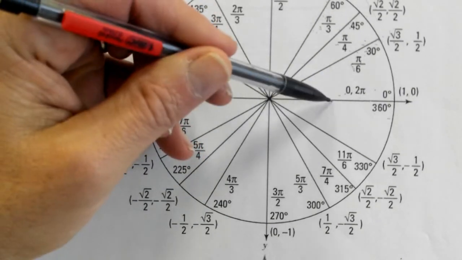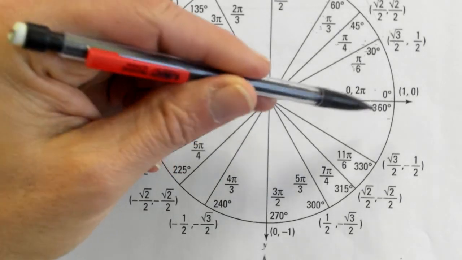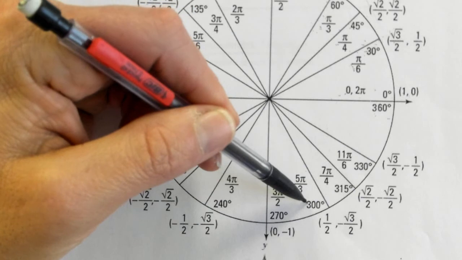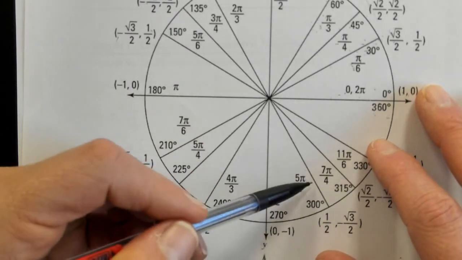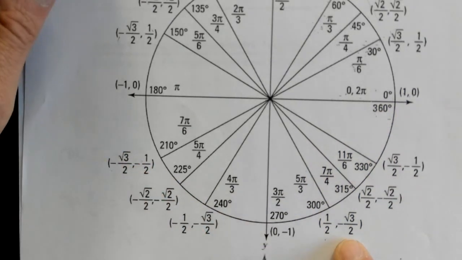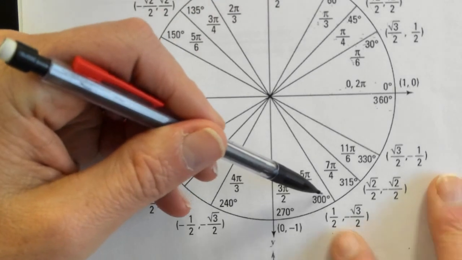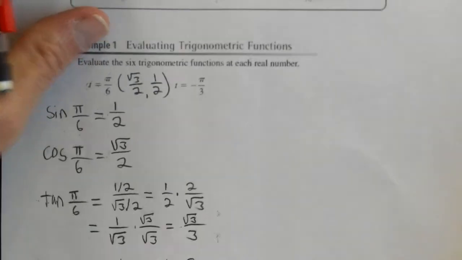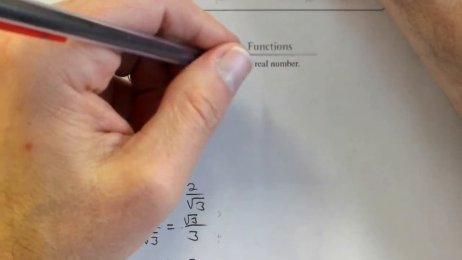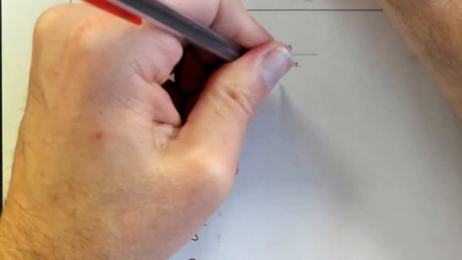1, 2, 3, so I need to go back 1, 2, 3. So it would be there. So negative 60 degrees, 360 minus 60 would put you at 300. So negative pi over 3 is this value right here. So this is the point that we would use. Negative pi over 3 radians hits right here at this point, 1/2 comma negative square root of 3 over 2. So that's the point that we're going to use. It's going to be 1/2 comma negative square root of 3 over 2.